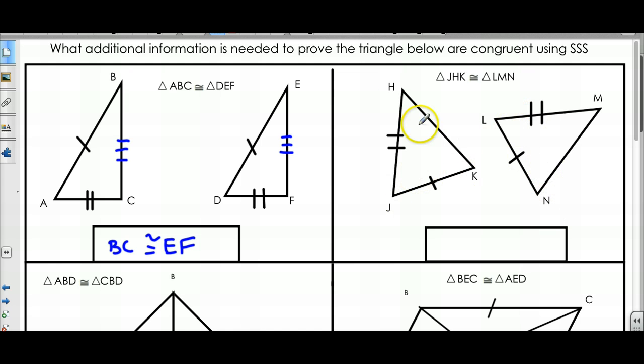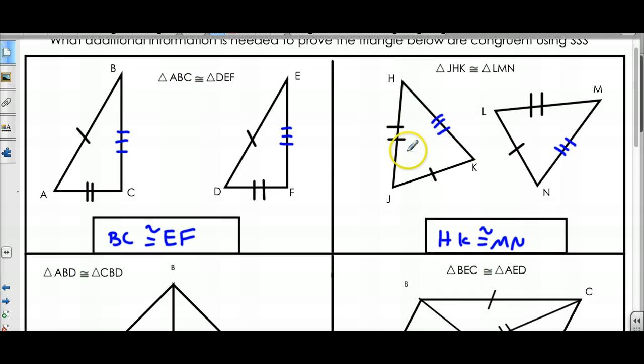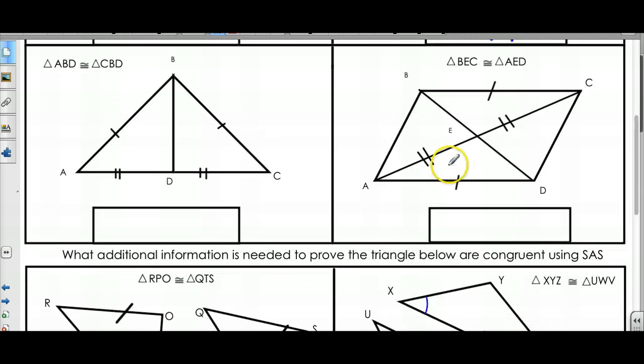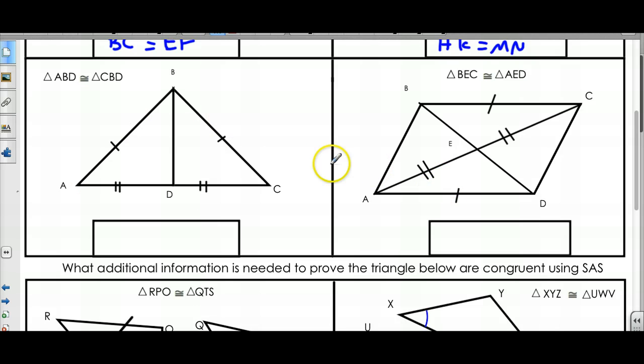In this case, I have two congruent sides again, but I need another congruent side, and it'd be this side, HK and MN. And so if HK was congruent to MN, then I know that these two triangles are congruent. This is the missing piece of information to prove that they're congruent. In this case, well, my two triangles are ABD, and that's this guy right here, ABD. I want to prove that this triangle is congruent to CBD, and that's this triangle right here, CBD.